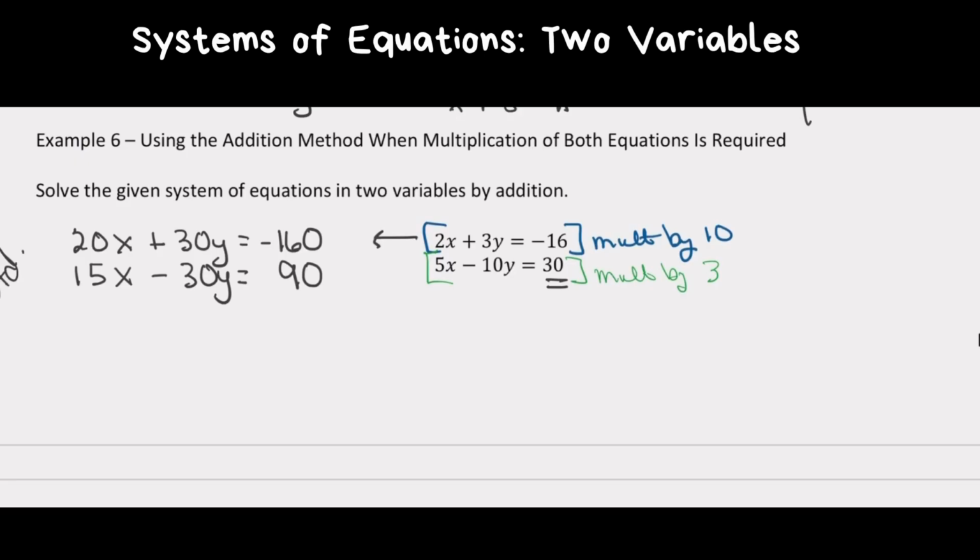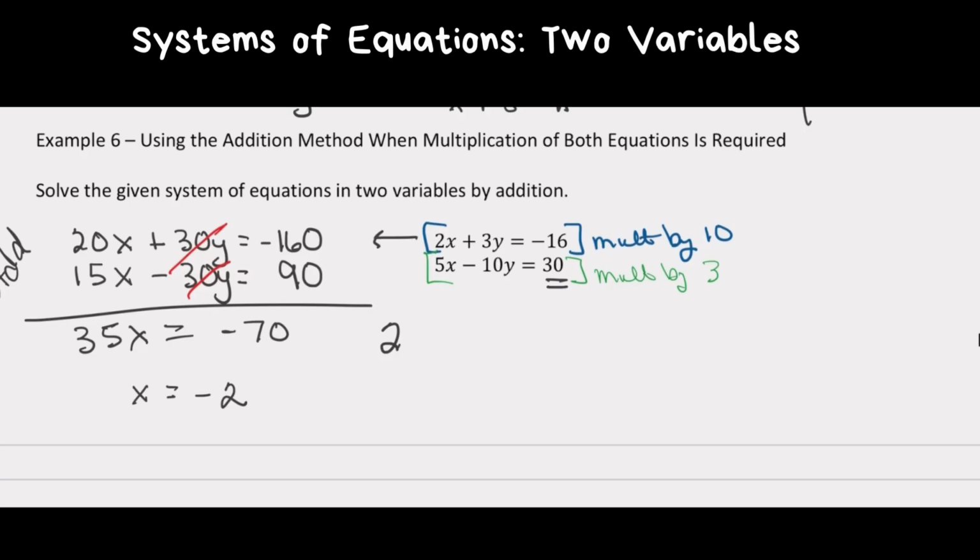Now, if I add them together, the y's will go. We have 35x is equal to a negative 70. Divide by 35, x is equal to a negative 2. I like it, but I'm not done. I need to go back and find the corresponding y value. So pick an equation, doesn't matter which. I'll use the top one.